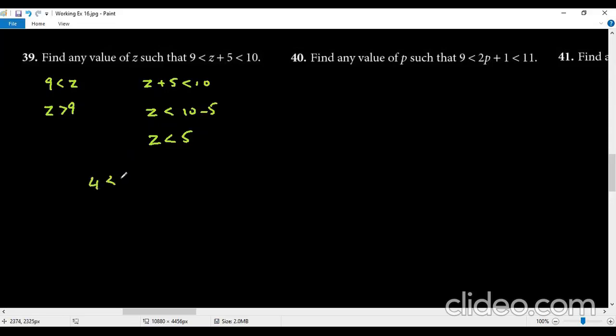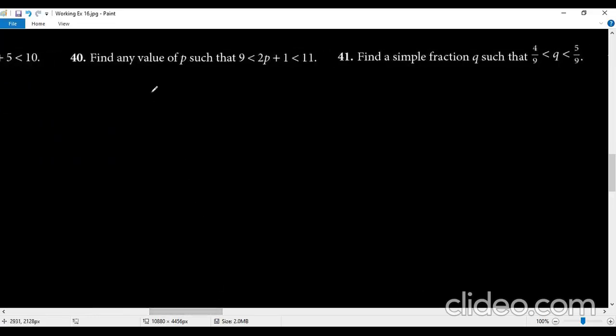So for 39, I'm going to write something like this: 4 is less than z, and z is less than 5. So this is going to be my answer. You need to find the value. For question number 40, we do the same thing.